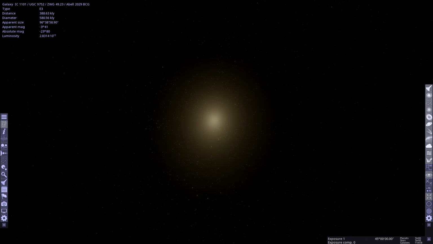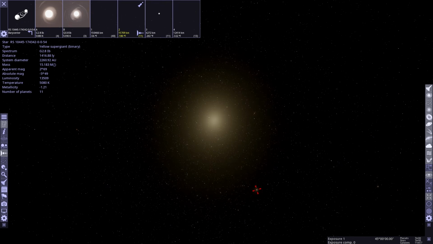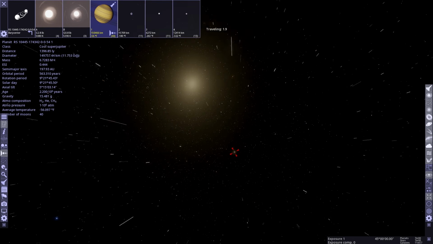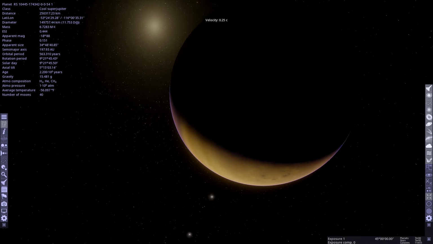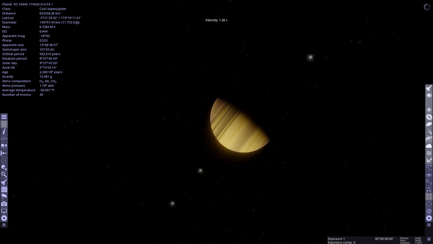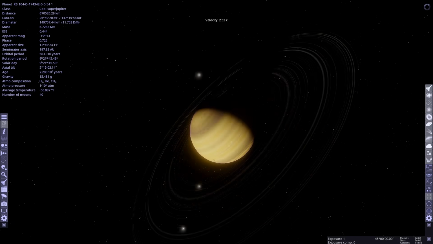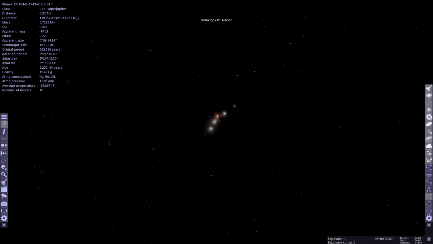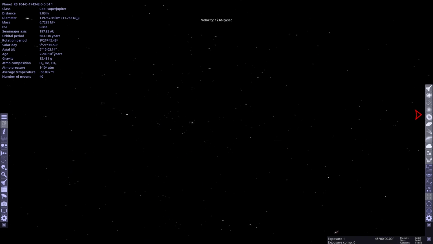Can we find life in some of these? 11 planets. Should we go to one of these planets? That looks really cool. And it's a binary system. What the hell? So we can't land on it. It is a cool super Jupiter, but it looks like a bumblebee. That's a really weird and cool looking planet at the same time.